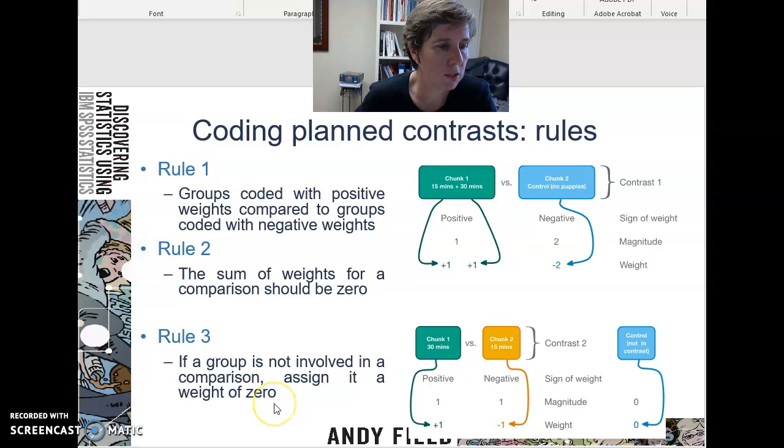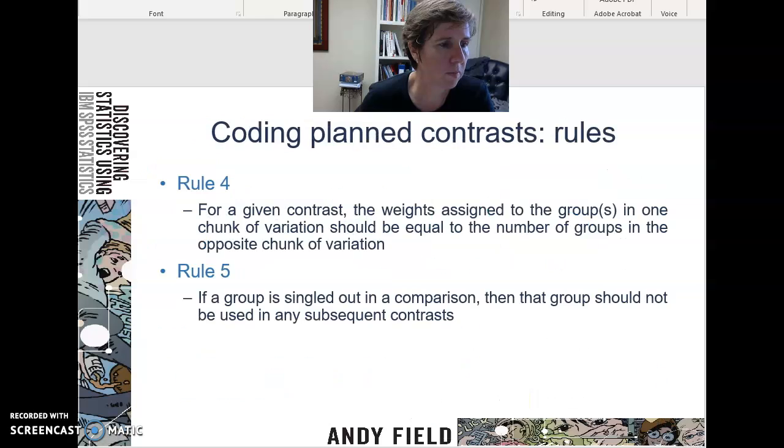Rule 3, if a group is not involved in the comparison, assign it a weight of 0. So here I'm comparing 30 minutes to 15, so I've got a positive 1 and a negative 1. The sum of that is 0, and I'm not comparing the control, so the control gets a value of 0.